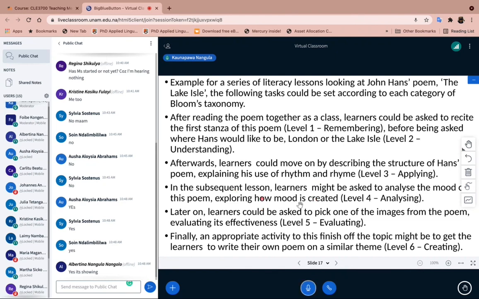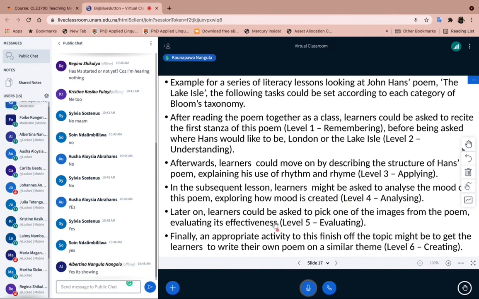And then in the next part of the lesson, learners might be asked to analyze the mood of the poem, exploring how the mood is created. All right. So maybe if the poem has so much excitement, like you can sense some sort of excitement, how has the mood of excitement been created? Here they are really analyzing what words he used, what sentence structure, and all that kind of wonderful stuff that you'll find in the poem.